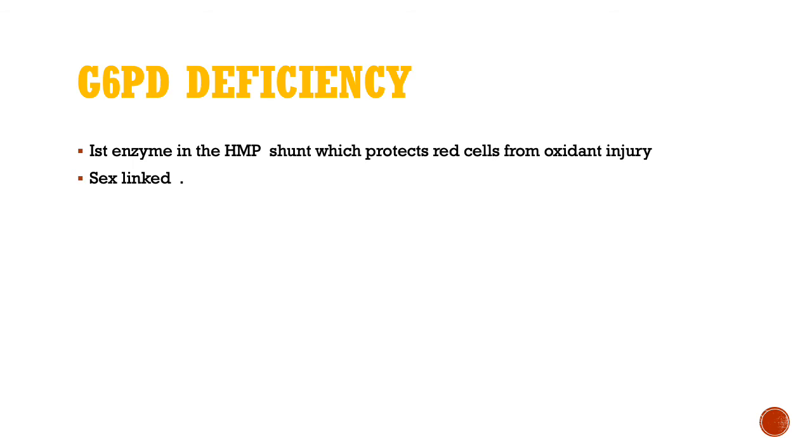Coming to G6PD deficiency, the RBC is susceptible to injury by oxidants of both exogenous and endogenous origin. So it has to protect itself from this oxidative damage by free radical injury, and this is achieved by reduced glutathione. G6PD is the first enzyme in the HMP shunt which protects the RBC from oxidant injury, and it has sex-linked inheritance. That means it's more commonly seen in males.